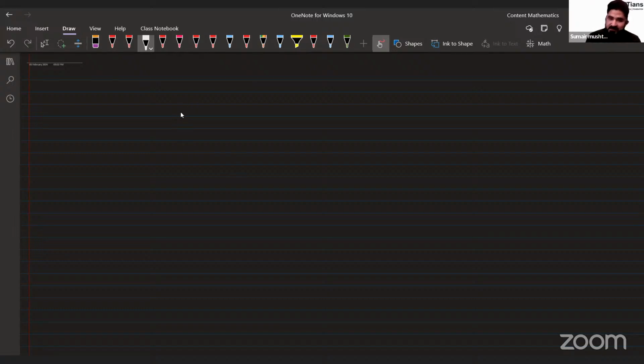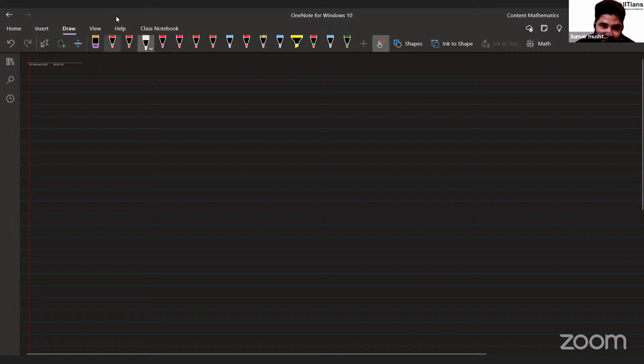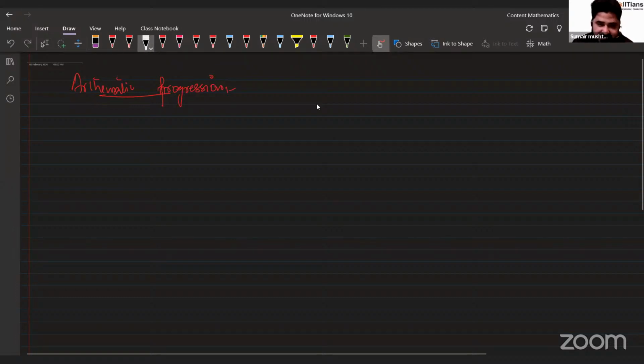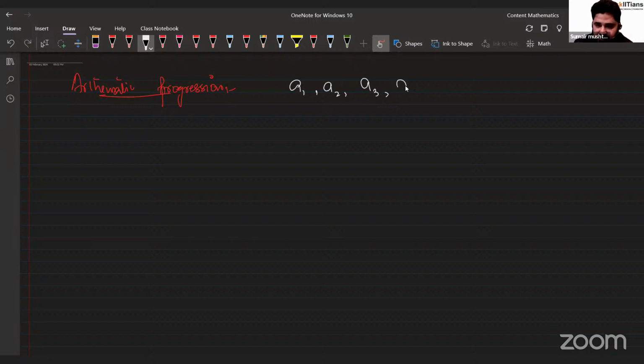Okay, guys. So first of all, we need to discuss what an arithmetic progression means. Let me write the heading here: arithmetic progression. So what is an arithmetic progression? Simple thing. It is actually a sequence of the form a1, a2, a3, a4, and so on.